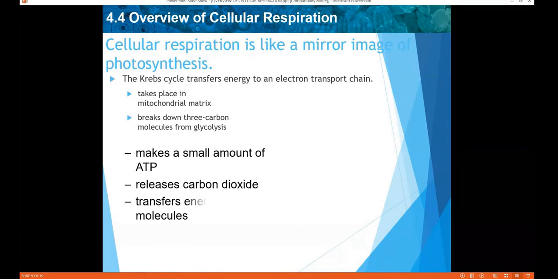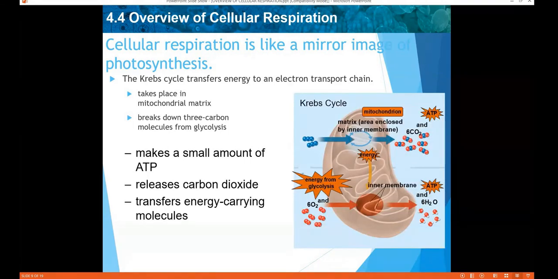To make ATP. And to convert glucose into available energy. Yes, excellent. Thank you, Diane.